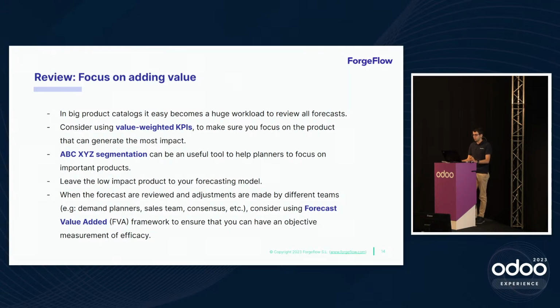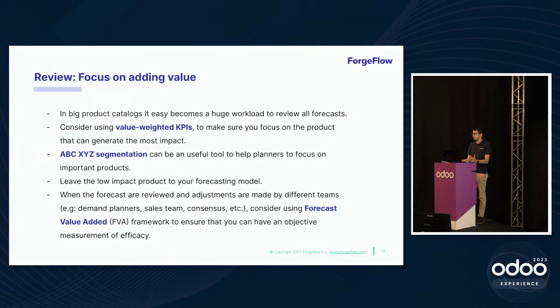One tip that I can give is to use value-weighted KPIs. So you have your error and your accuracy in a metric, but you can multiply that by the value of the product, by the margin, and that will give you the idea of what can have the more impact and focus on those ones to really add some value.